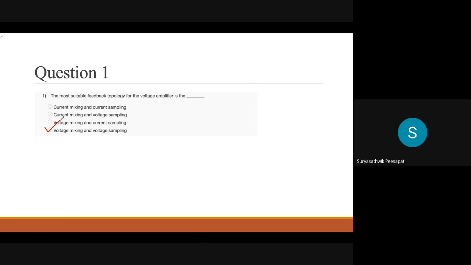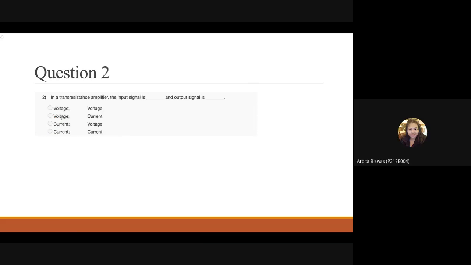Good afternoon. So this is question two. In a trans resistance amplifier, the input signal is dash and output signal is dash. First option is the voltage. Option B is the voltage current. Option C is the current voltage, and option D is the current.